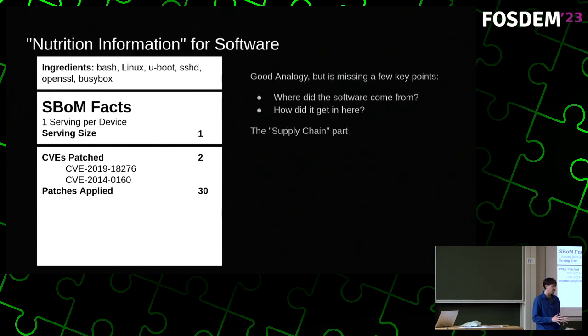I think this is a great analogy, but it is missing a few key pieces. And the pieces that it's missing are really the supply chain part of the analysis. So it can tell us what's in our software, just like a nutrition label tells us what's in our food, but it doesn't tell us how it got there, right? A nutrition label isn't saying this grain came from here or whatever. And that's the part that we're sort of missing with SBoMs that we would like to know. And that's what this talk is about.